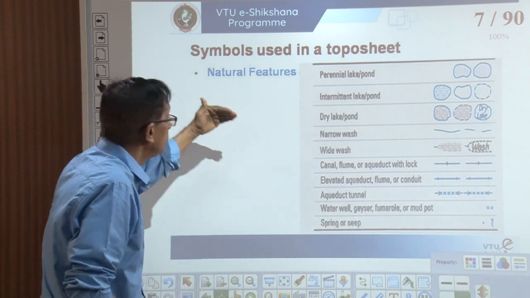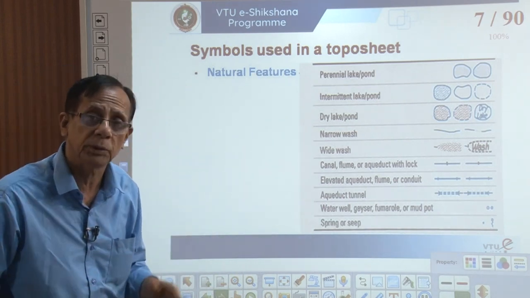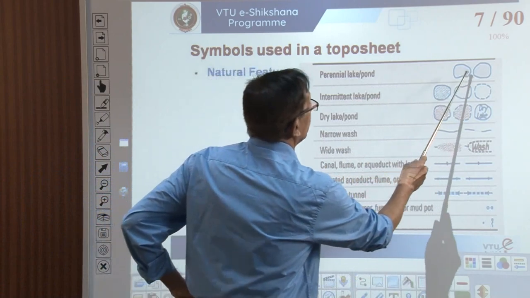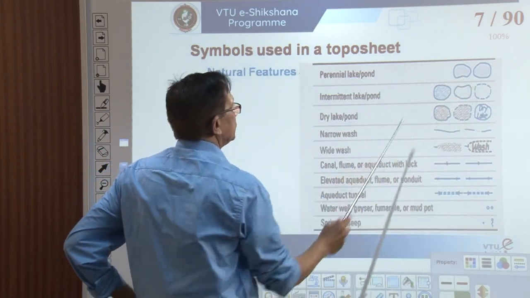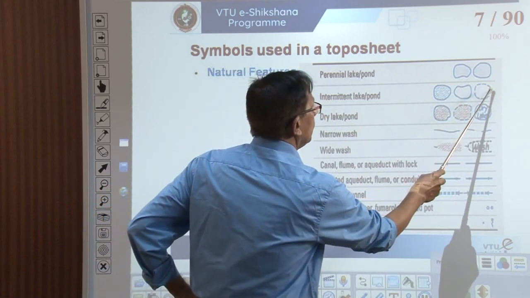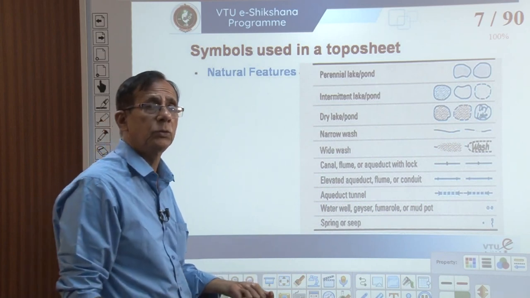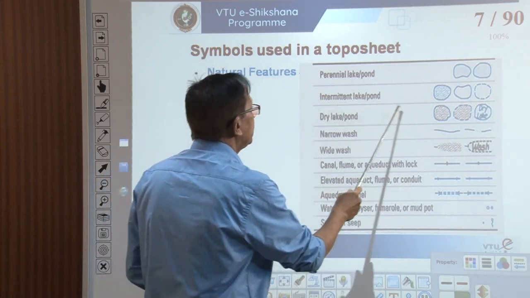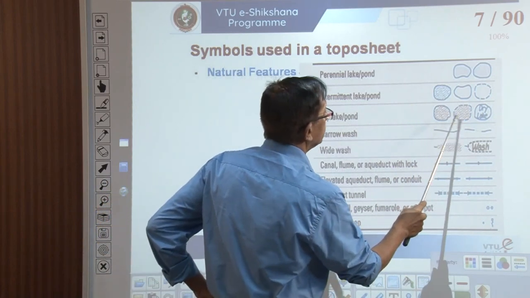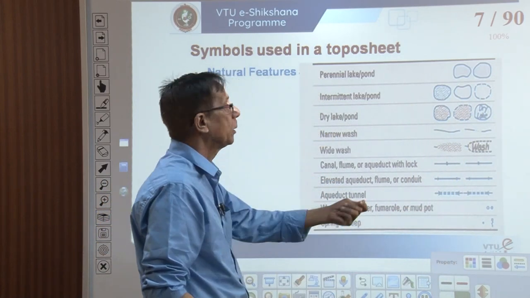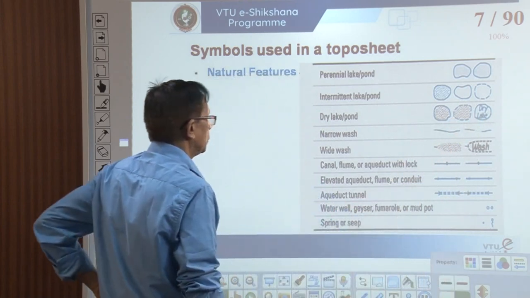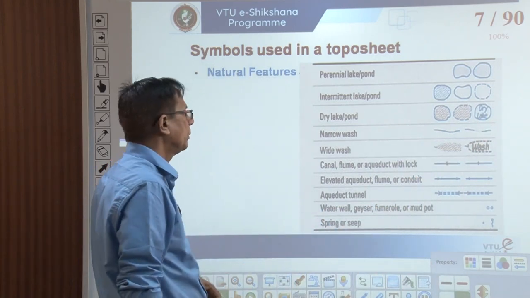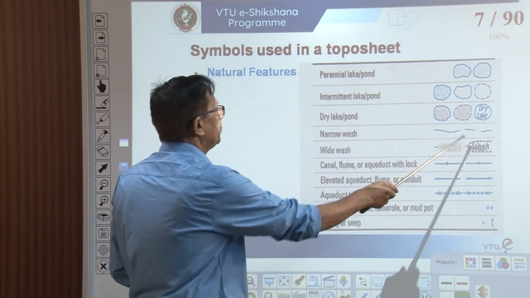The same thing I can read, which are natural and which are man-made, specifically classified, which we have shown in the topo sheet. See, a perennial lake or pond, how we show with blue lines. And an intermittent lake: perhaps during monsoon, heavy rain, a pond has developed, otherwise in other seasons it is a completely dry lake. So these are intermittent. Dry lake or pond, this is some mud, tank bed is exposed, etc. These are different symbols we show. So, narrow wash: we do not have permanent flow of water. Occasionally, whenever there is heavy rain in a river, there is a flow like this.